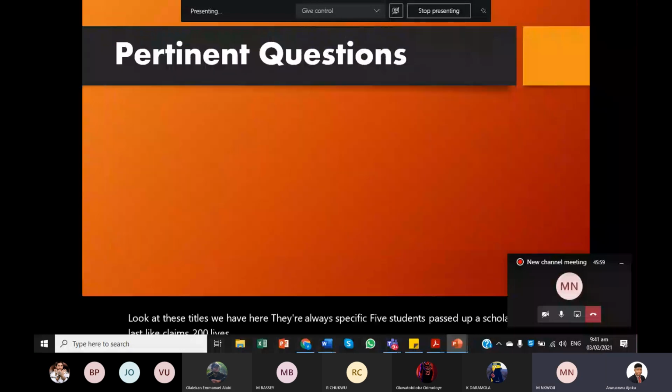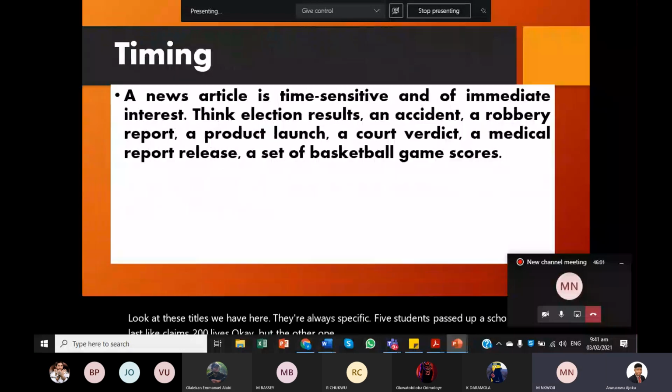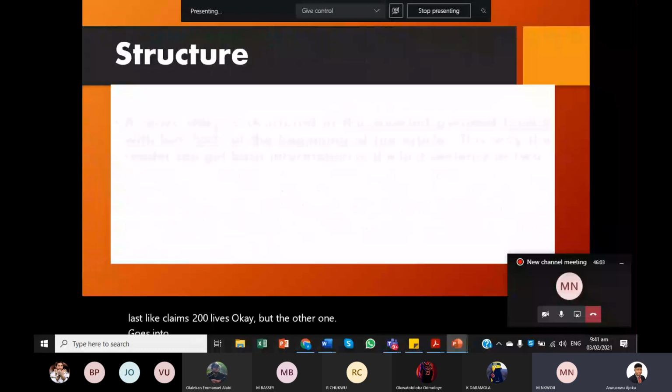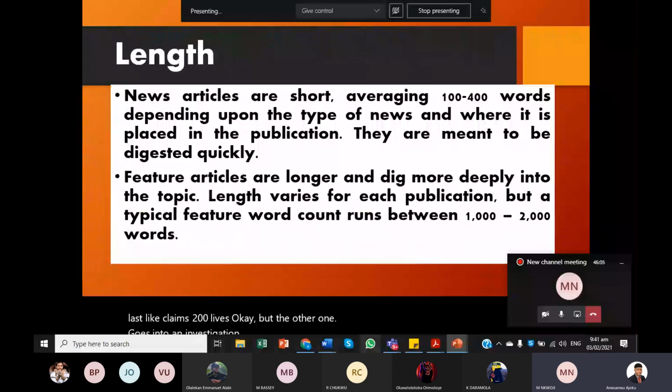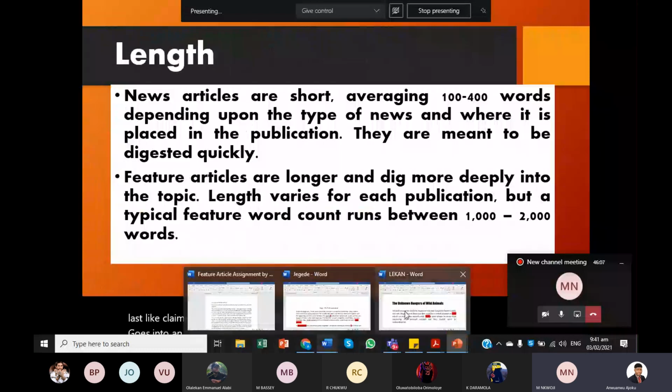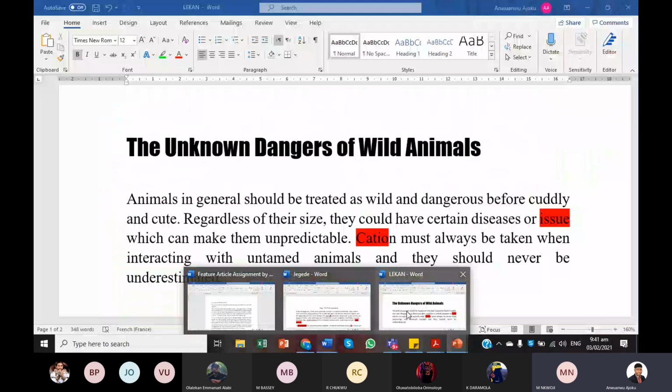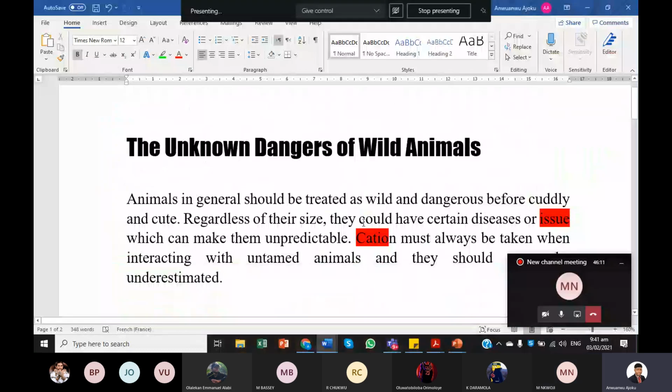But the other one goes into an investigation, analysis. You get? So if we look at Lacon's work, Lacon's title says The Unknown Dangers of Wild Animals. This clearly tells you that this person will go into expressing his viewpoint. You get? Yes, sir. Is it clearer to you now? Okay, thank you. Lacon, please read out this before we go.